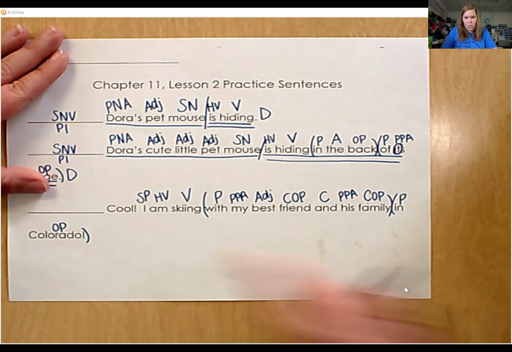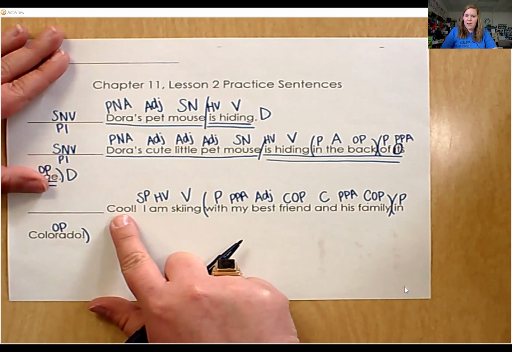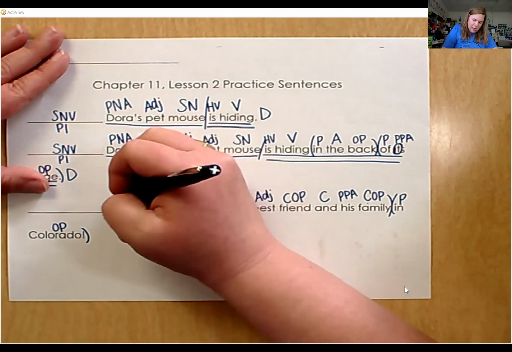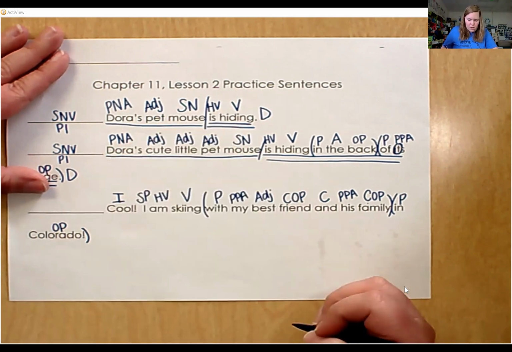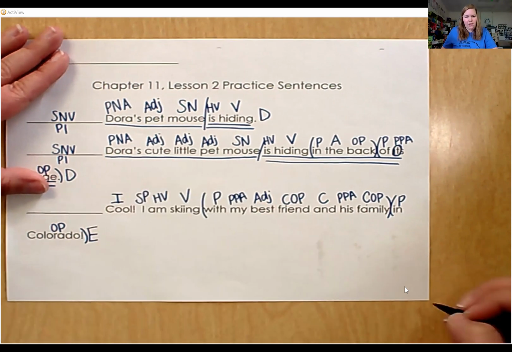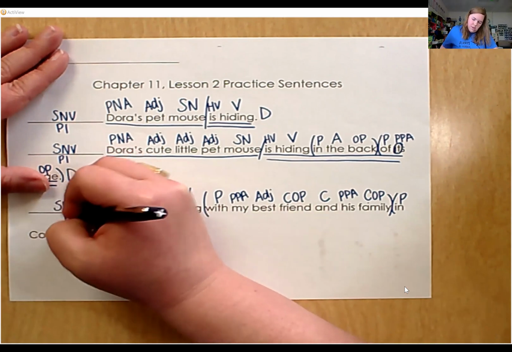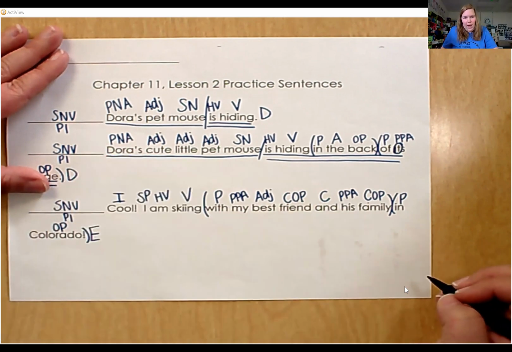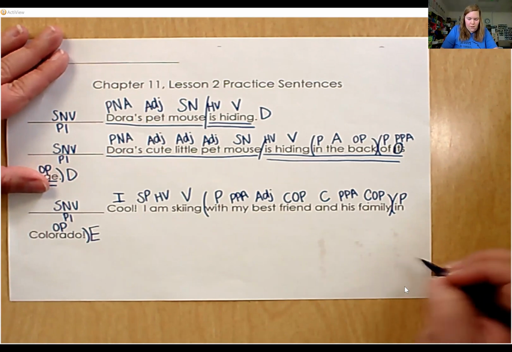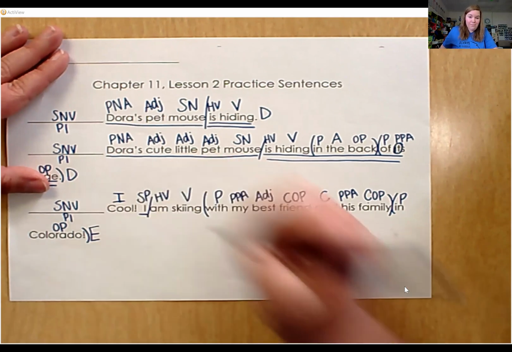We talked about cool yesterday. What is this called? Interjection. I. This is an exclamation point, strong feeling, exclamatory sentence. Subject, noun, verb, pattern 1. Now, where do I draw the slash? Before the helping verb. The subject is just I.